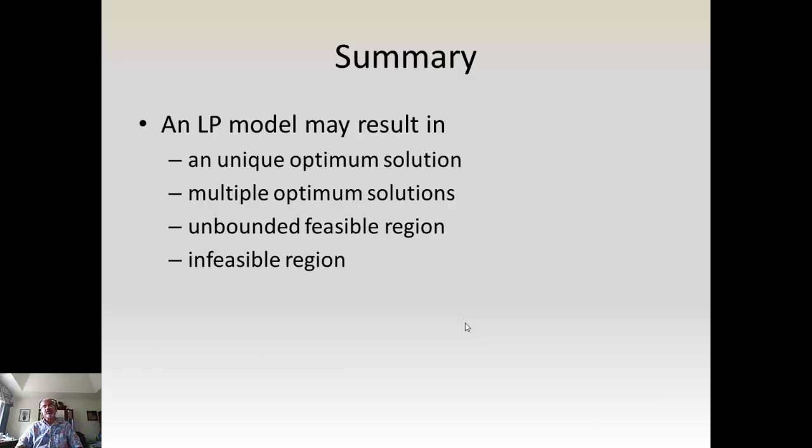So in summary, for an LP problem, you may have a unique optimum solution, or you'll have multiple optimum solutions, or you'll have an unbounded feasible region and an unbounded solution, which means your model is most likely incomplete or erroneous, or an infeasible region, which means your model has some kind of error.